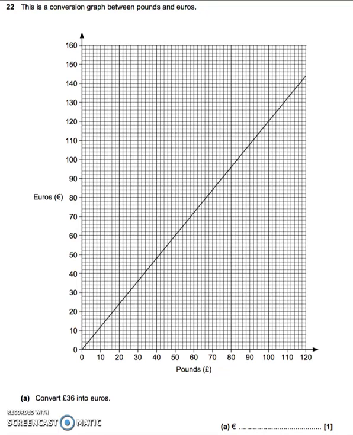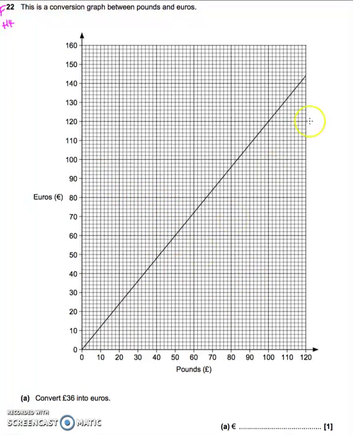Right, this is question number 22 in the foundation paper, which is the final question, and in the higher paper it's question number 4. It's a conversion graph that shows the conversion between pounds and euros, euros and pounds. So in part A, we're asked to convert 36 pounds into euros.